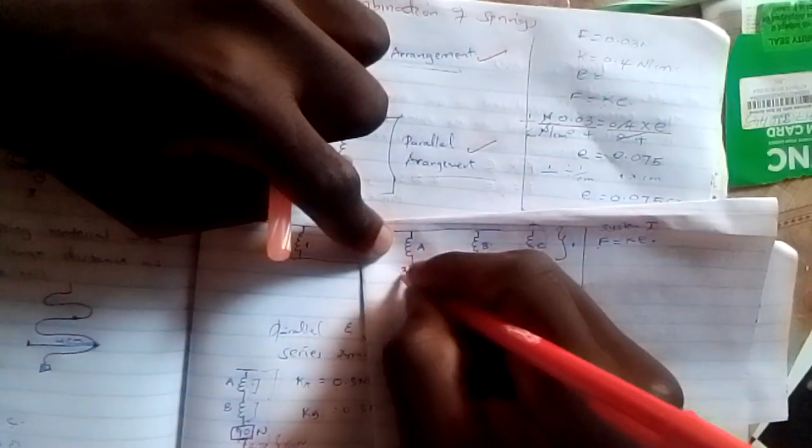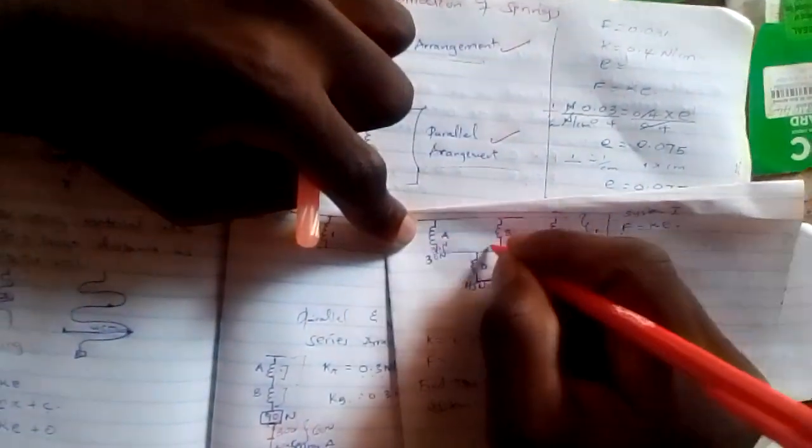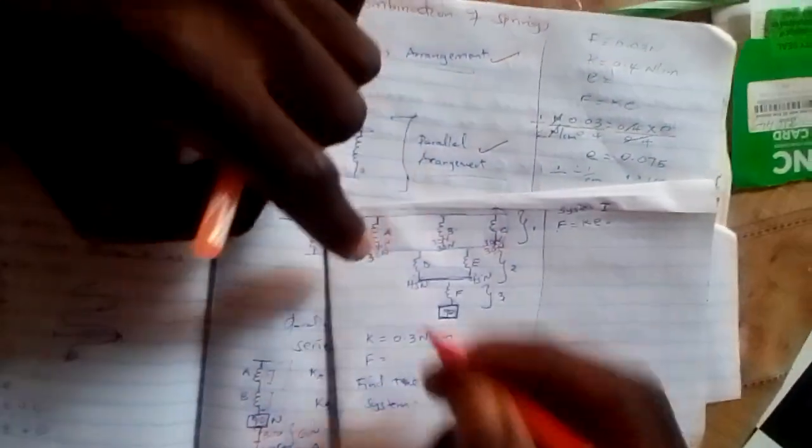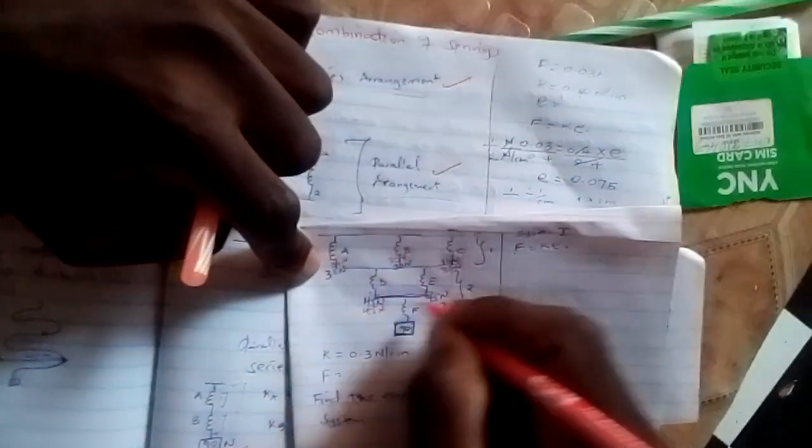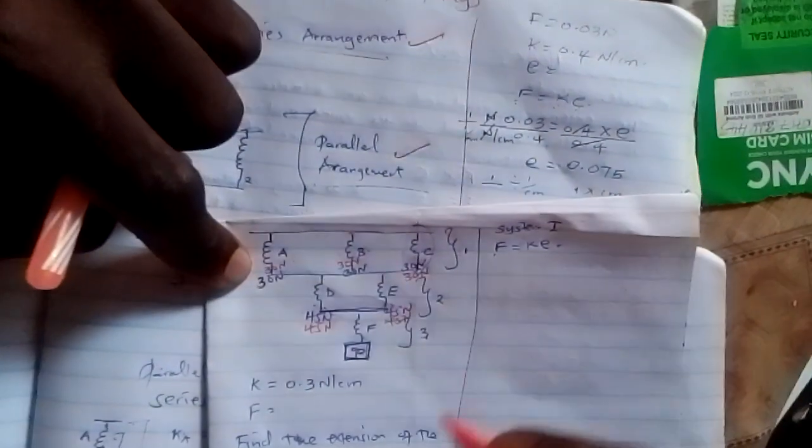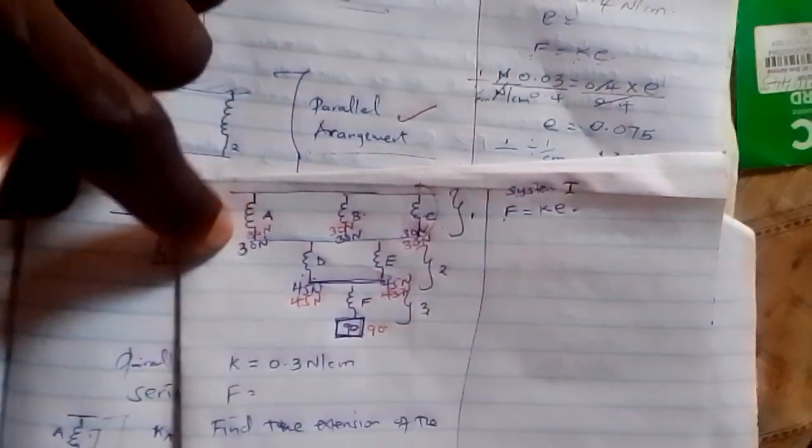I think I could have used a different pen. 30 newtons, 30 newtons, 30 newtons. And this one was 45 newtons and 45 newtons. Then the first one is 90.